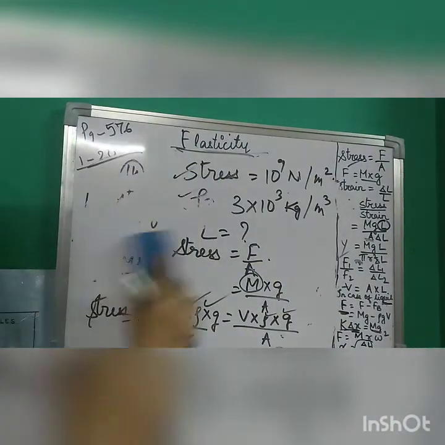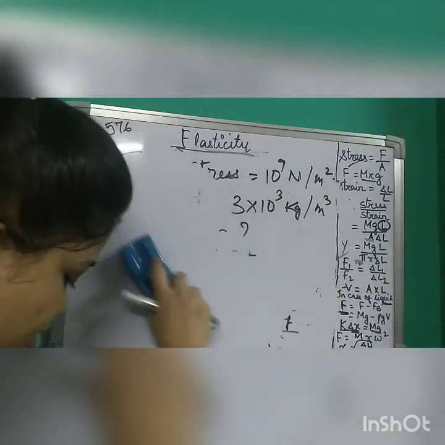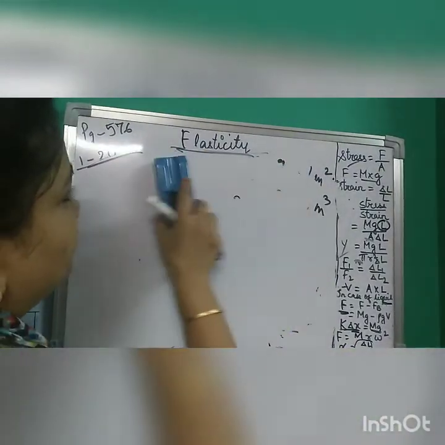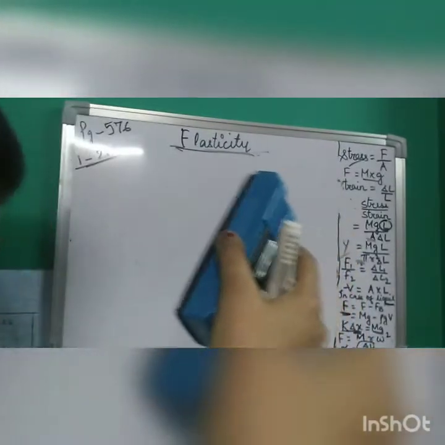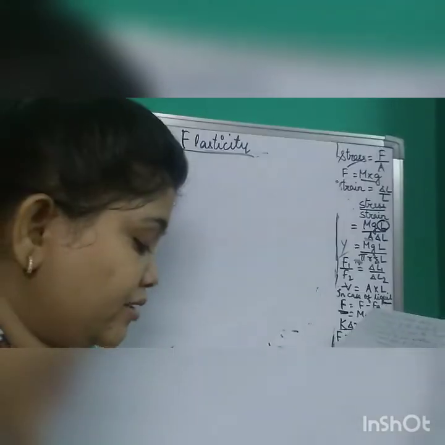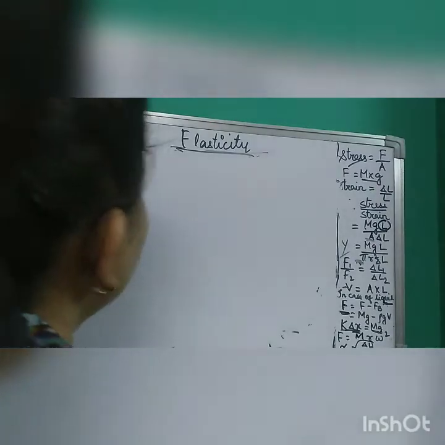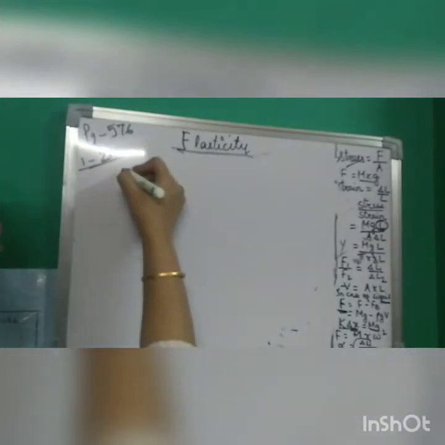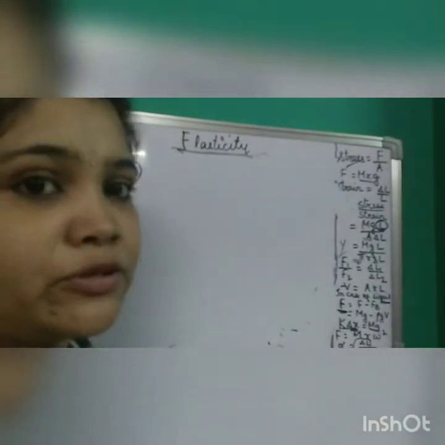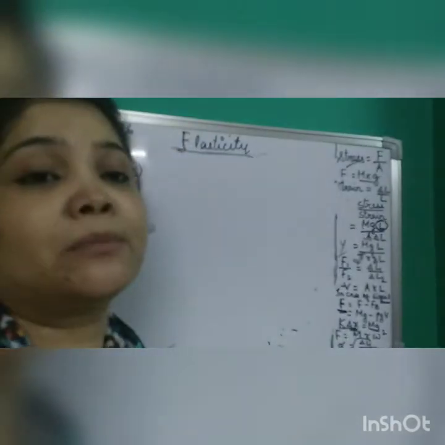Now, sum number 15. It's given that for steel, the breaking stress is 8 into 10 raised to 6 Newton per meter square and the density. Oh, it's the same type of sum as sum number 14. So please do sum number 15 for yourself. It's just like sum number 14.